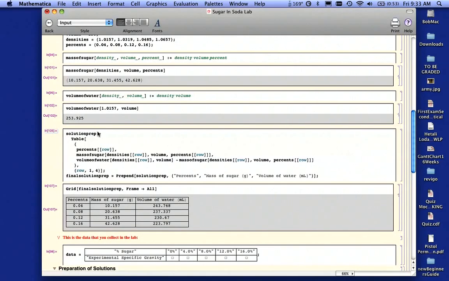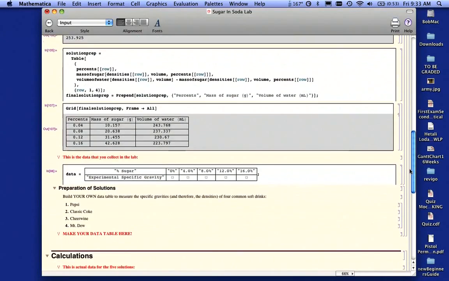My original table is solution prep, and I added some labels so it looks a little bit nicer, and you can try that if you think you want.